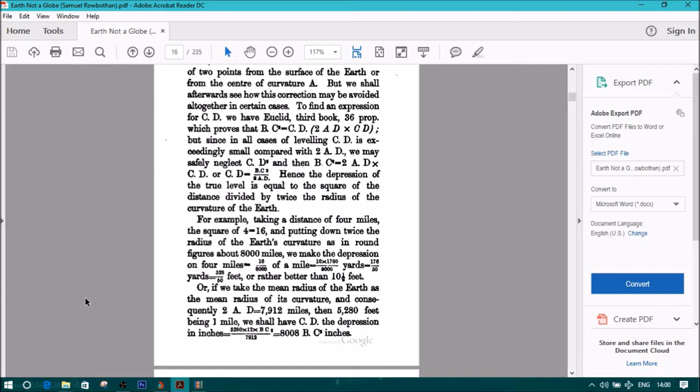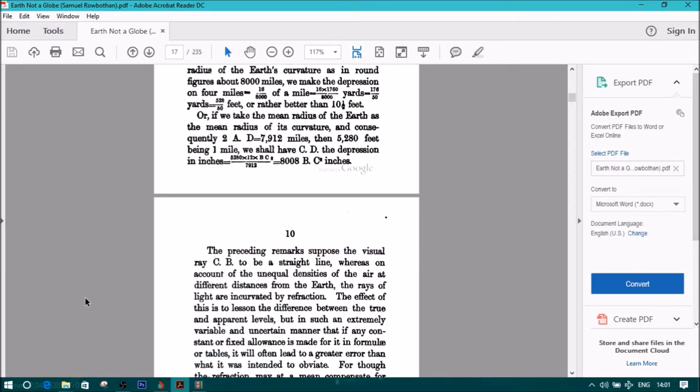For example, taking a distance of 4 miles, the square of 4 equals 16, and putting down twice the radius of the Earth's curvature, in round figures, as about 8,000 miles, we make the depression on 4 miles equal 16 over 8,000 of a mile, which equals 16 times 1760 over 8,000 in yards, equals 176 over 50 yards, equals 528 over 50 feet, or rather better than 10.5 feet. Or if we take the mean radius of the Earth as the mean radius of its curvature, and consequently 2AD equals 7912 miles, then 5280 feet being 1 mile, we shall have CD, the depression in inches, equals 5280 times 12 times BC squared over 7912, equals 8.008 BC squared inches.